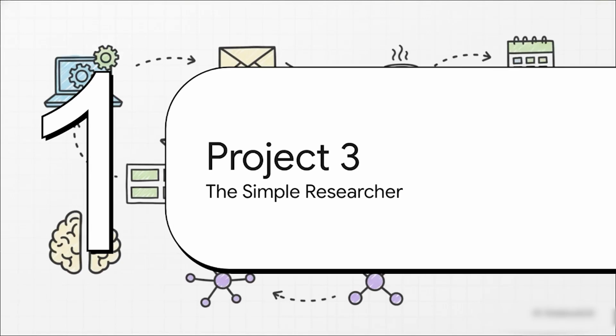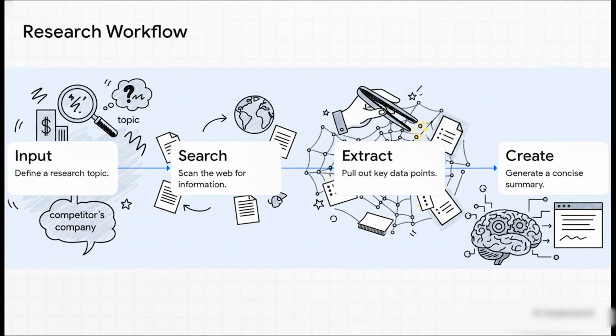Okay, and for our third project, let's tackle one of the biggest time sinks of all: research. This agent will automate that whole process of gathering and summarizing info on any topic you throw at it. The workflow here is just so powerful. You give it a topic, let's say a competitor's company. The agent then uses a search tool to scour the web for relevant articles and data. It pulls out the most important points and then uses its LLM brain to synthesize all of it into a clean, easy-to-read summary.